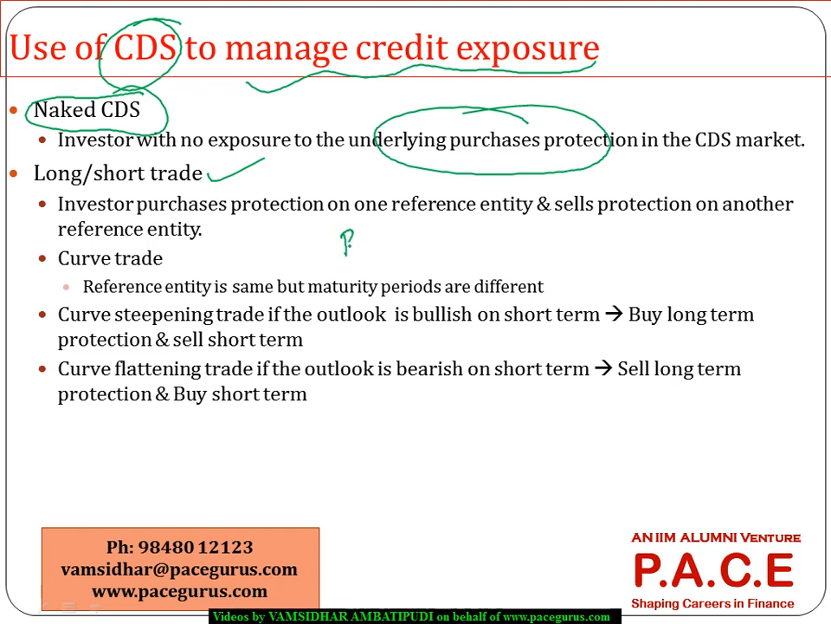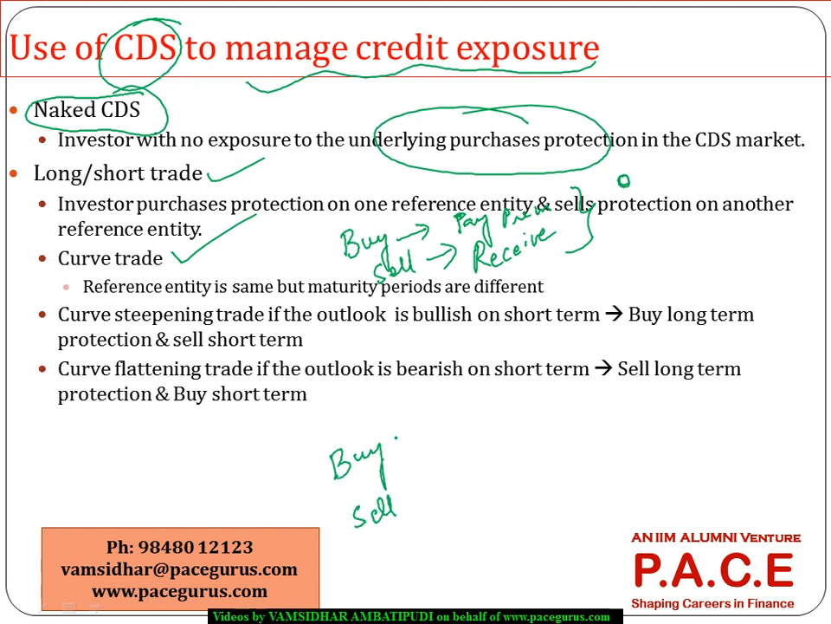The buying will happen on one reference entity and selling will happen on another entity. In case of buying, you pay a premium regularly, and in case of selling, you receive the premium regularly. In some cases, you can even construct it such that the net is always zero. And there is one more improvised version of the long short trade where you do the buying and selling, but not on two different reference entities. We talk about the same reference entity itself, but maturity periods are different.